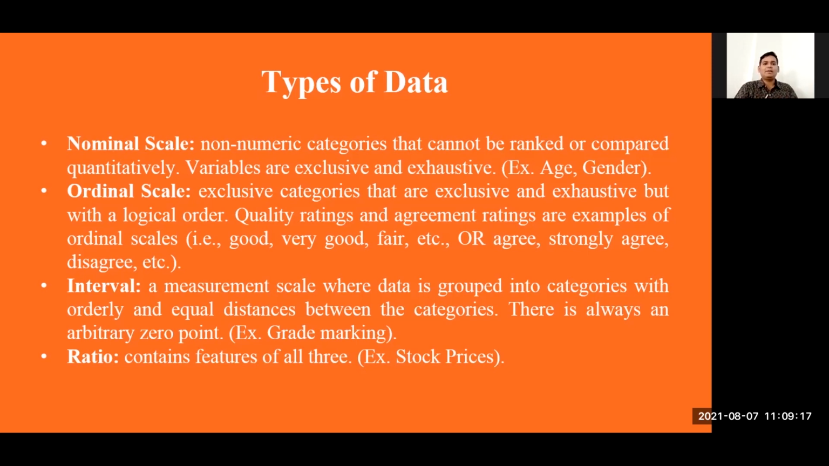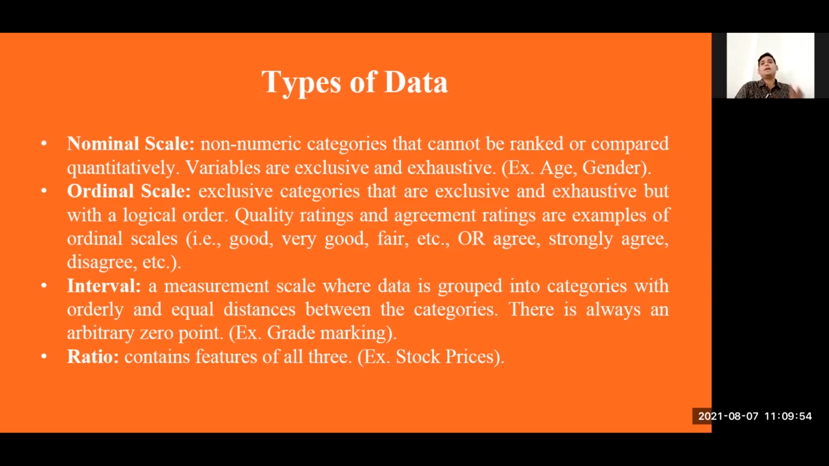That is why this kind of variable is exclusive and exhaustive. For example, if we are asking in our survey, what is your gender? This is nominal scale data. I cannot form an order, saying first you will be male and then female. Based on that, gender will be categorized as nominal scale data. There are many more things which you can categorize as nominal scale data; I have just depicted one example, that is gender.